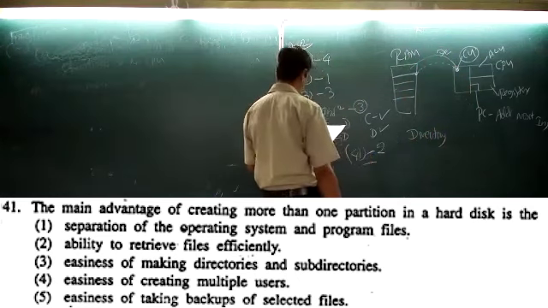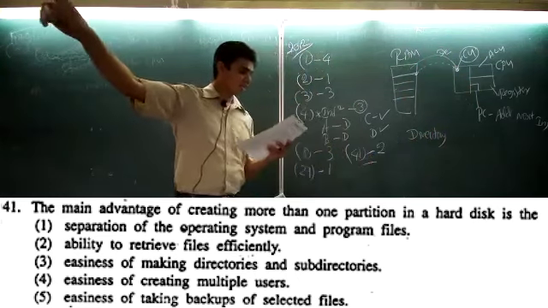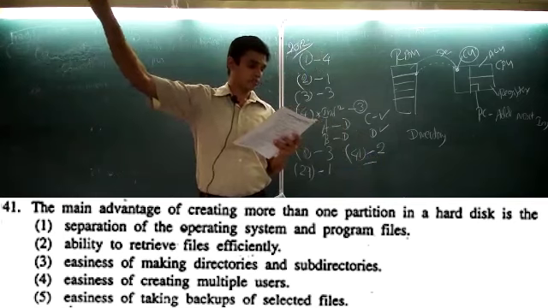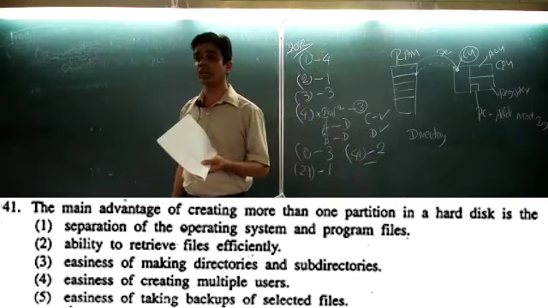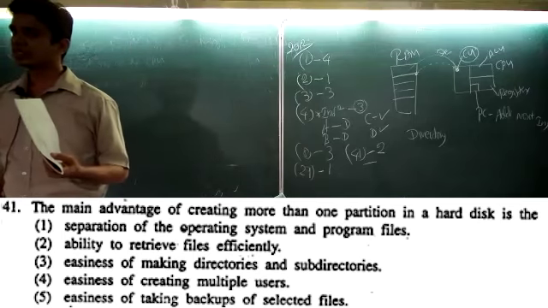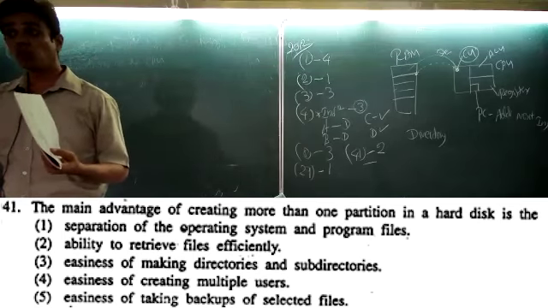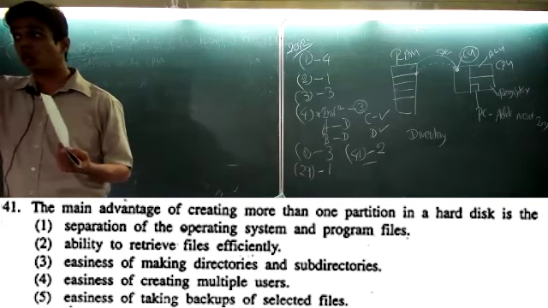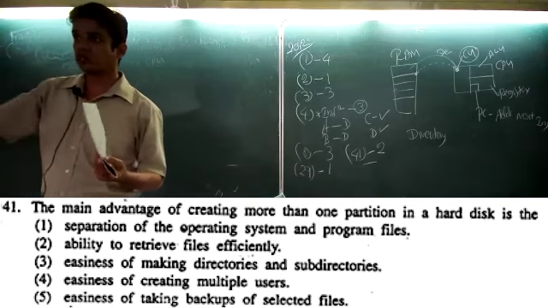Right. Okay. Second one is the answer. Now what I want to say is 41 statement 3, right? Easiness of making directories and subdirectories. Sometimes the word directory may be new to you. What is directory? Folders and subfolders. In the computer, that yellow color object created as a folder.